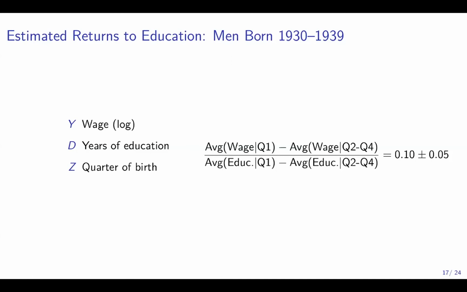Okay, so the crucial question here really is, do we believe that quarter of birth is a valid instrument? Is it really reasonable to assume that a person's birthday is uncorrelated with personal attributes other than age at school entry?